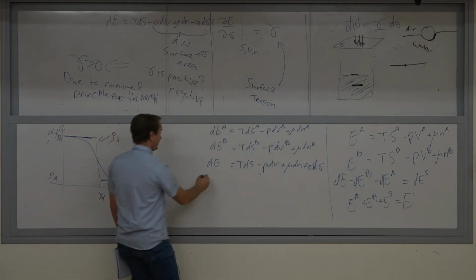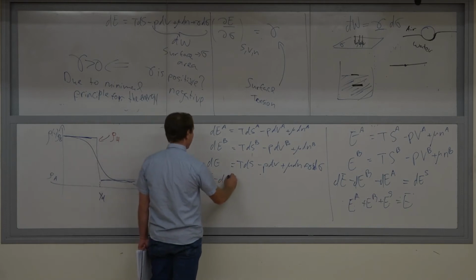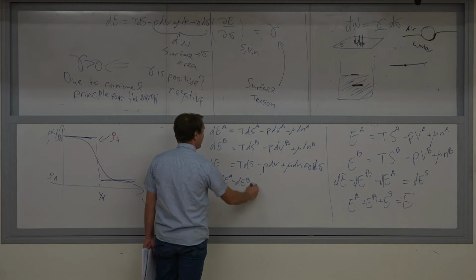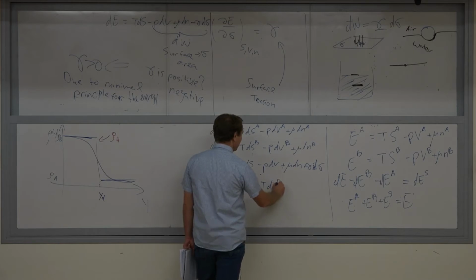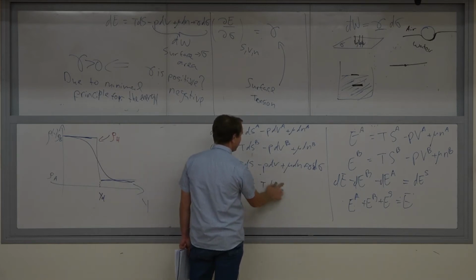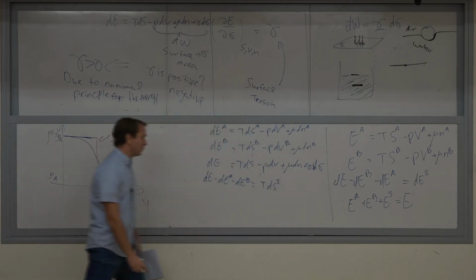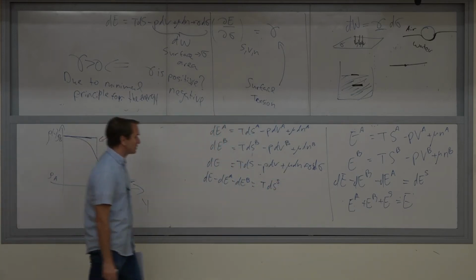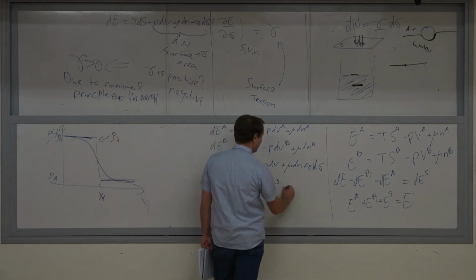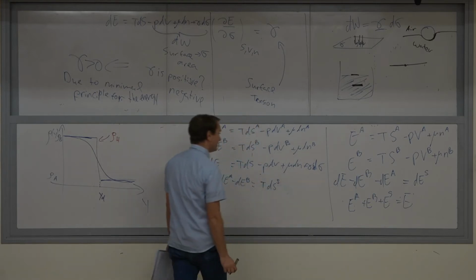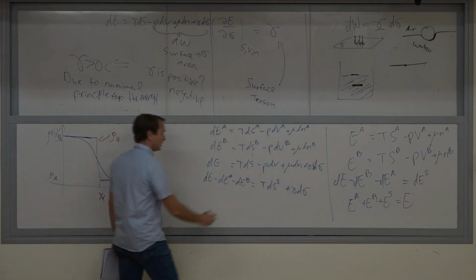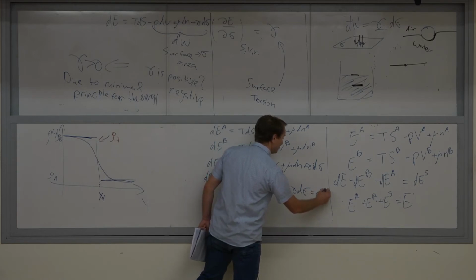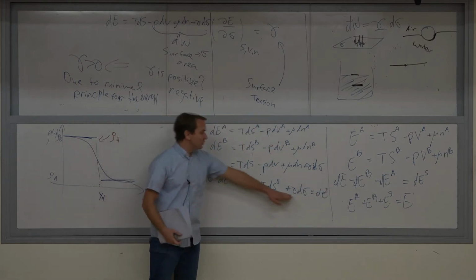And dE minus dE_A minus dE_B eventually equals T dS surface, because the only thing that we are left with is the entropy of the surface, minus P, I'm sorry, and the only other thing left is plus gamma d sigma, which equals dE_S. Why are those the only two terms that we have left?